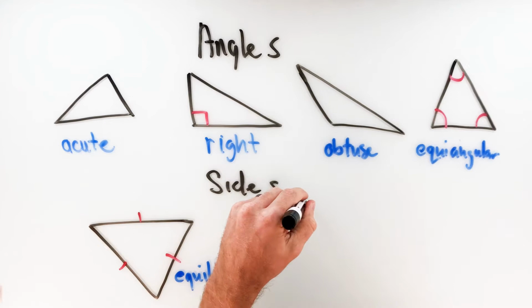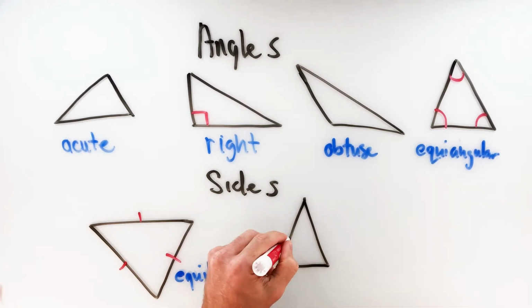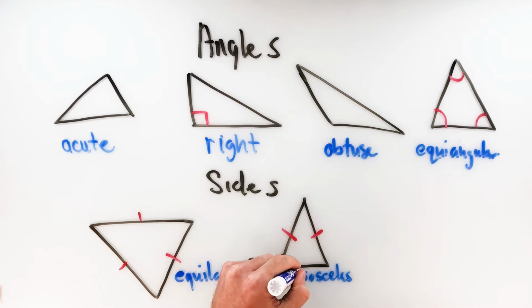Next is if two sides are the same. Two congruent sides and then one side that is a different length. That's what we call an isosceles triangle. Isosceles.